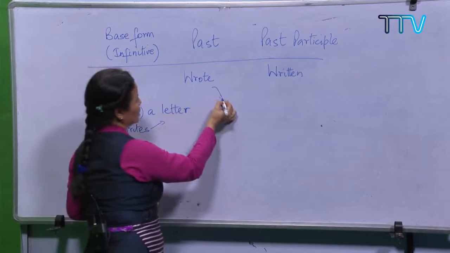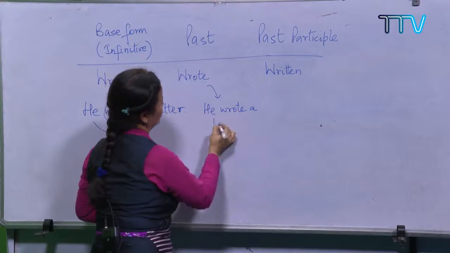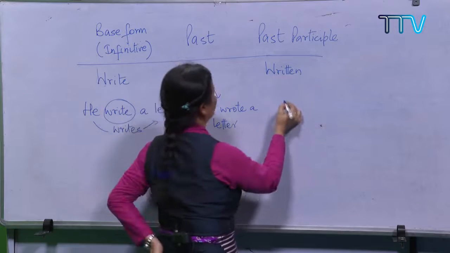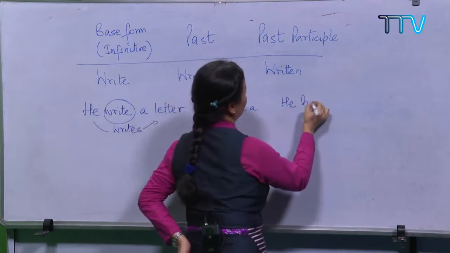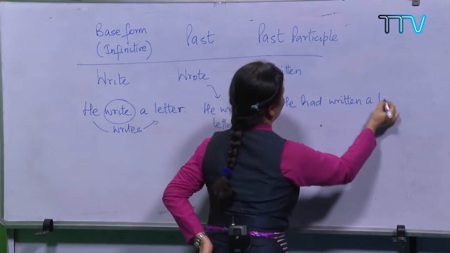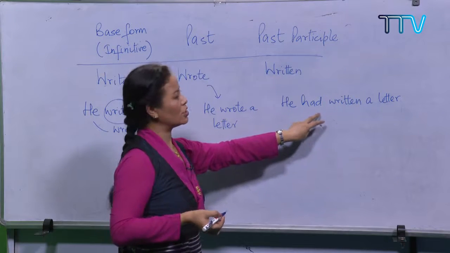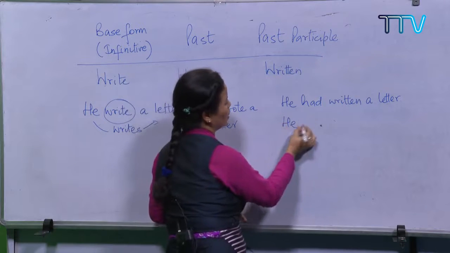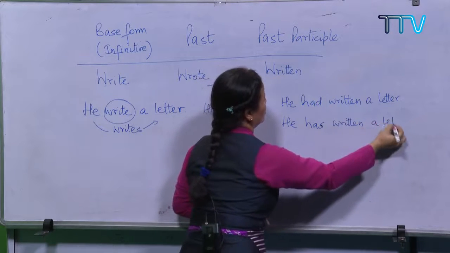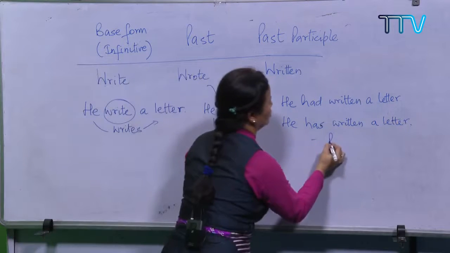Now when we write this in the second form, he wrote a letter. Then we have he had written a letter. This is past perfect. Now if I want to change this into present perfect, what I can do is he has written. He has written a letter. Right, this is present perfect.